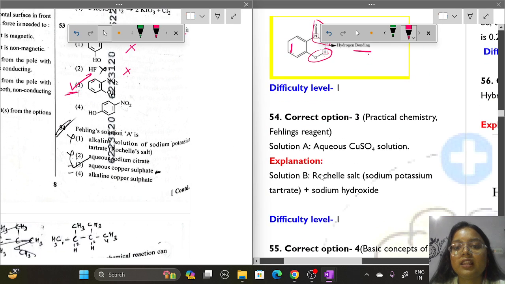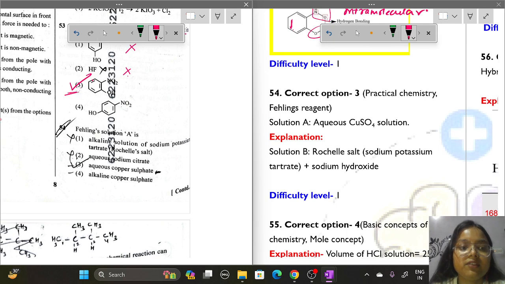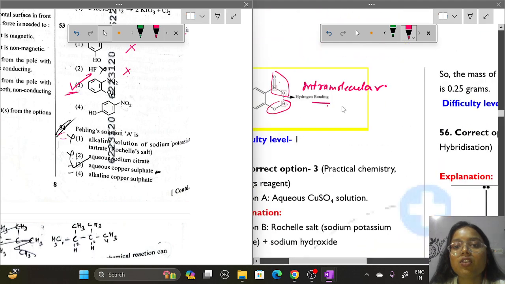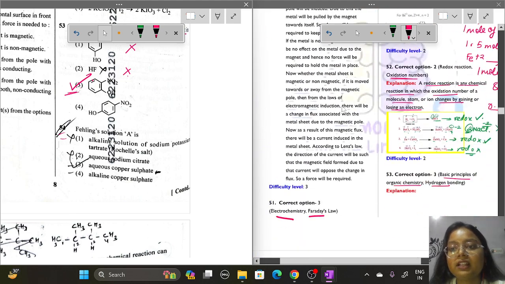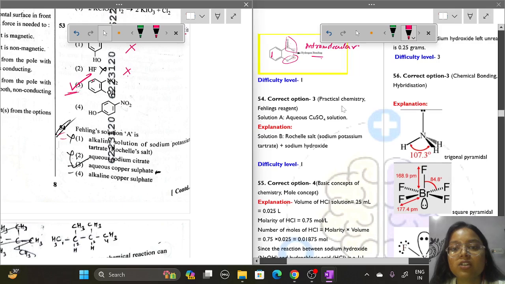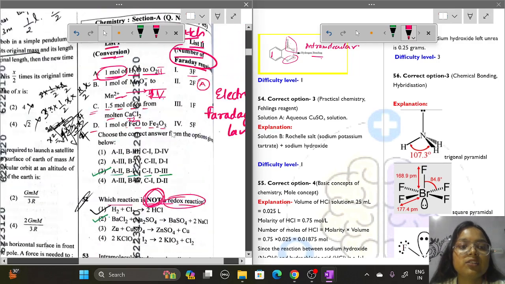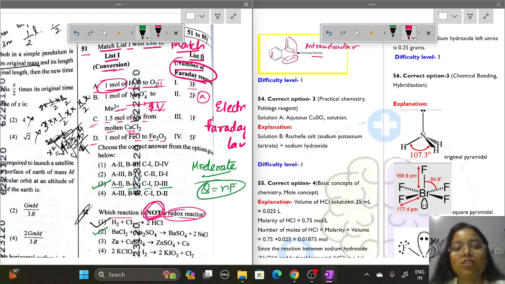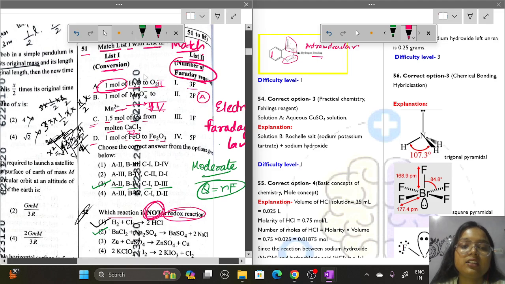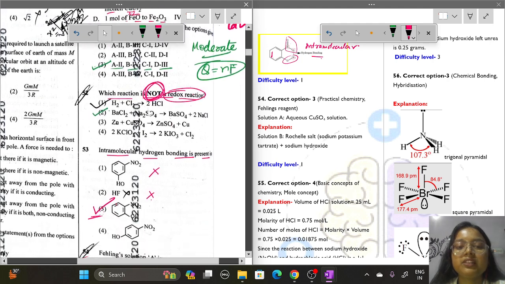Next is question number 54. All these are not so difficult; the difficulty level is not so high. If we consider the difficulty level once, then for 51 the difficulty level is moderate. If you know the formula Q equals nF, then it is easy for you. But to remember this conversion, if you know this formula, it is very easy, and if you don't know, then it is moderate for you.